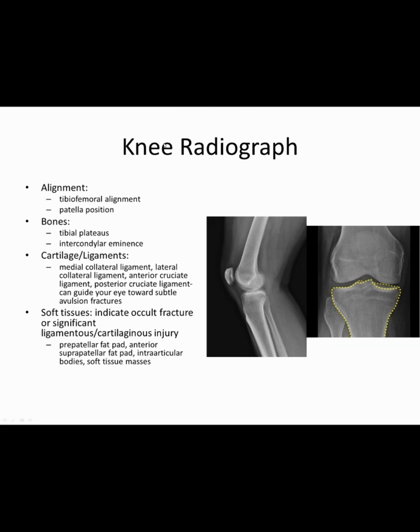Next we have an approach to knee radiograph. So again we have our ABCs. A stands for alignment, and you want to make sure that there's appropriate tibiofemoral alignment. So if we draw a line from the lateral femoral condyle down here, it should be in proper alignment with the lateral tibial plateau, and the same thing over here with the medial condyle and the medial tibial plateau.